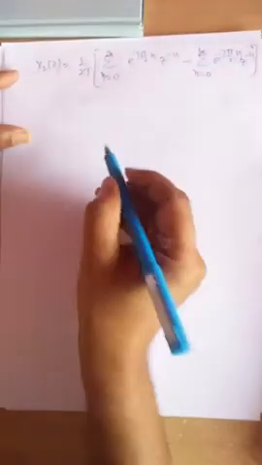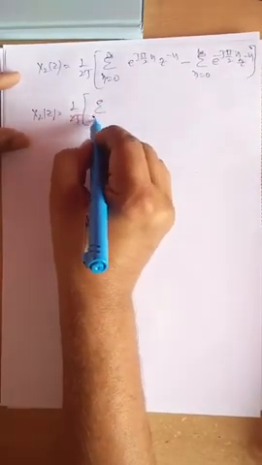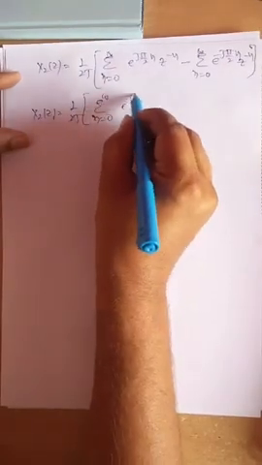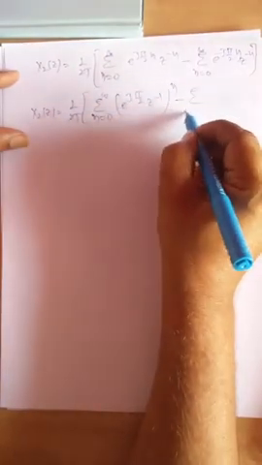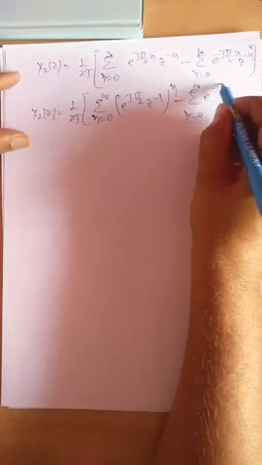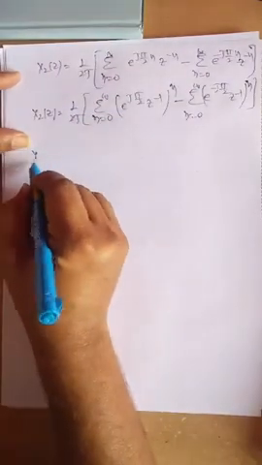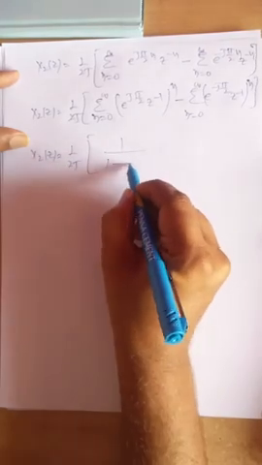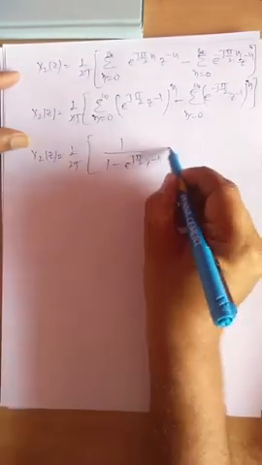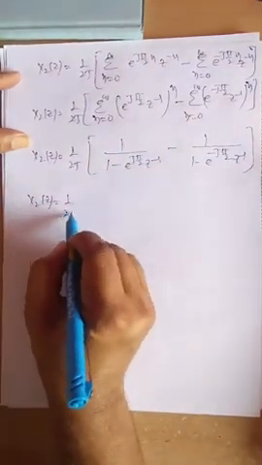Now this can be written as x2 of z is equal to 1 divided by 2j, in brackets the summation of n from 0 to infinity of e to the power of j pi by 2 into z inverse, whole to the power of n, minus the summation of n from 0 to infinity of e to the power of minus j pi by 2 into z inverse, whole to the power of n. Next, x2 of z is equal to 1 divided by 2j, times 1 divided by 1 minus e to the power of j pi by 2 into z inverse, minus 1 divided by 1 minus e to the power of minus j pi by 2 into z inverse. Now x2 of z is equal to 1 by 2j, keep it as it is.